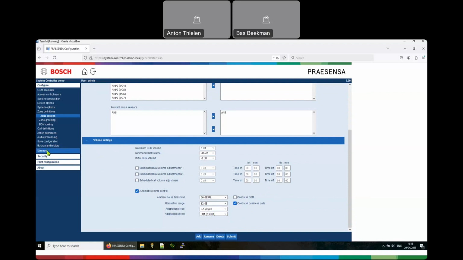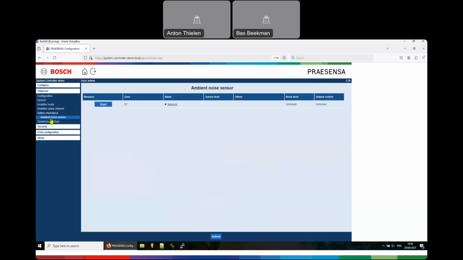When you go to the diagnose page, there is this ambient noise sensor. I can start measuring. When you look here, I'm now talking here. It is pretty loud, so there is now no reduction. When I would place my sensor a little bit away, now you can see that the volume is going down. And you saw the adaptation. Now I start talking again, and the volume is again loud.